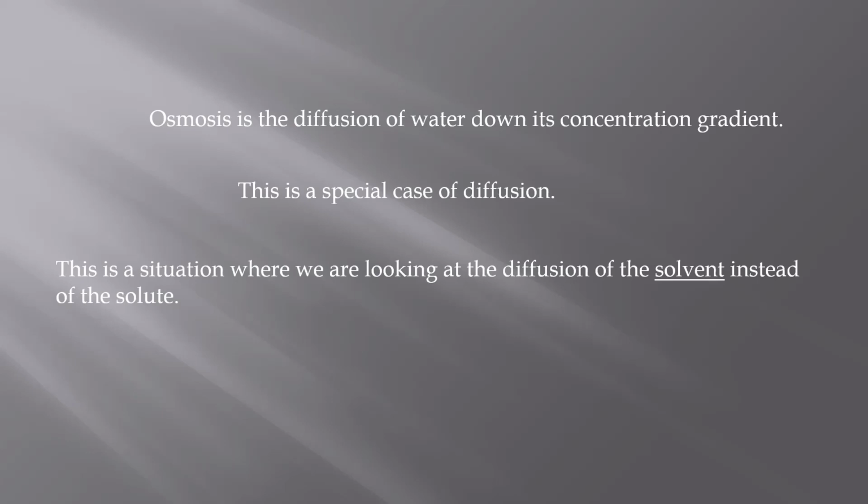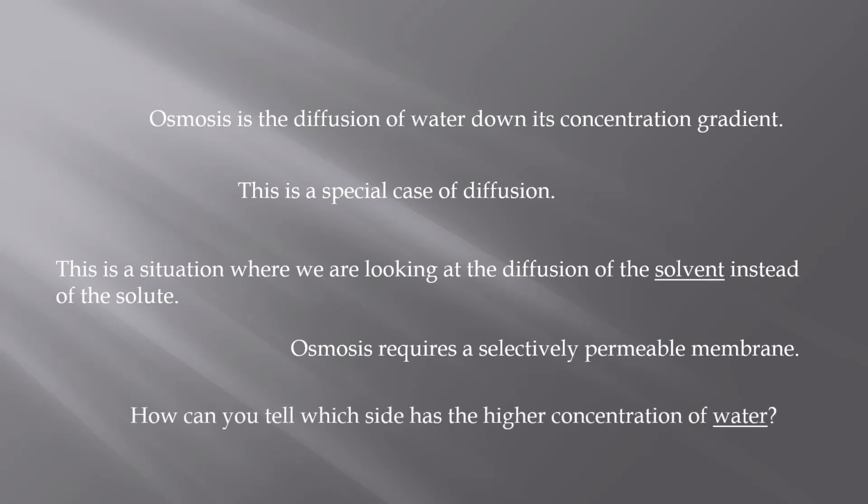And that causes some wrinkles in ordinary diffusion as a result of looking at the solvent moving rather than the solute. First up, because we're looking at the solvent rather than solute, we're going to require a selectively permeable membrane. Remember that diffusion doesn't require a membrane, but osmosis does require a membrane. According to our rules of diffusion, we know that osmosis is water moving down its concentration gradient, so the big question here is how can you tell which side of a membrane has a higher concentration of water?